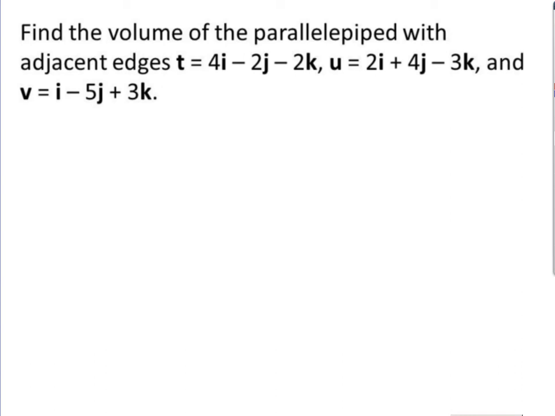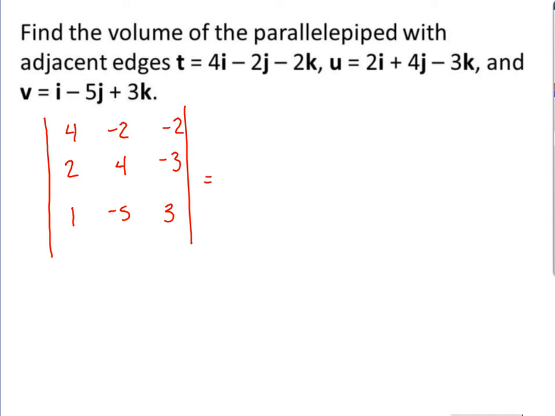So we have t, u, and v. t is going to be the one that goes across the top. So we have 4, negative 2, and negative 2. u comes next. So we have 2, 4, and negative 3. v comes last. So since this is i, it's going to be 1, negative 5, and 3. We're going to ignore that top row just like we did when we were doing i's, j's, and k's.